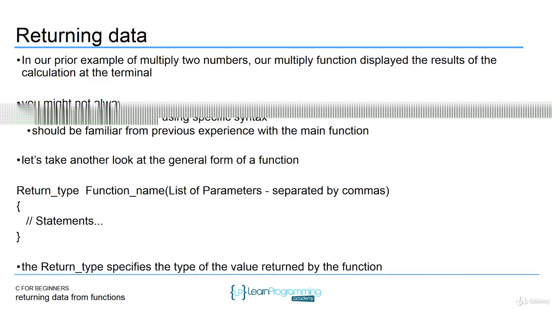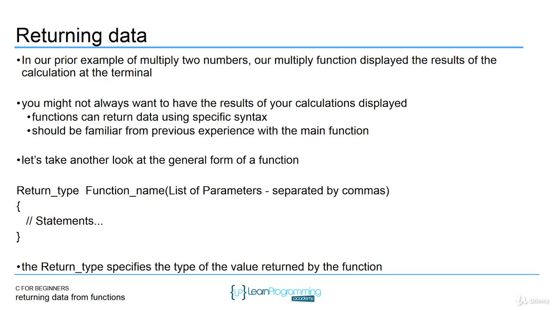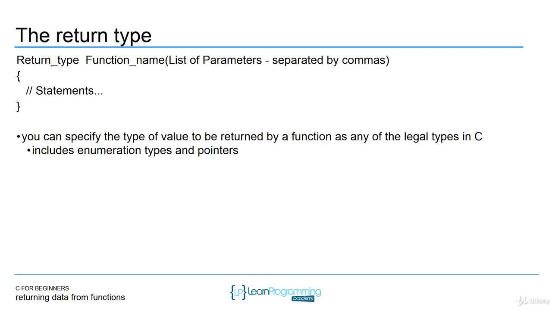The return type specifies the data type of the value returned by the function. Functions can return any kind of data. You just have to let the compiler know what kind of data you're returning. If it's an int, a float, a double, whatever it is, you have to specify that in your function header. The return type we saw right here, and you can specify that type of value to be returned by a function as long as it's a legal type in C. I mentioned the main ones, double, float, and so forth, but you can also return enumerations and pointers. We haven't discussed pointers, but it makes it very, very flexible when you can return pointers.